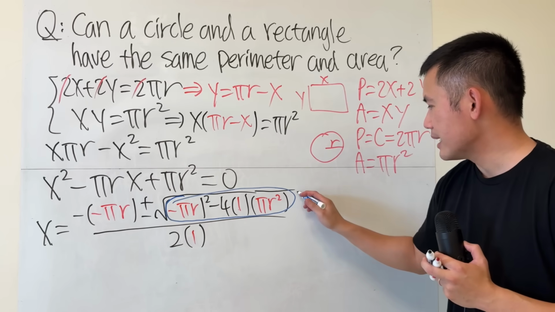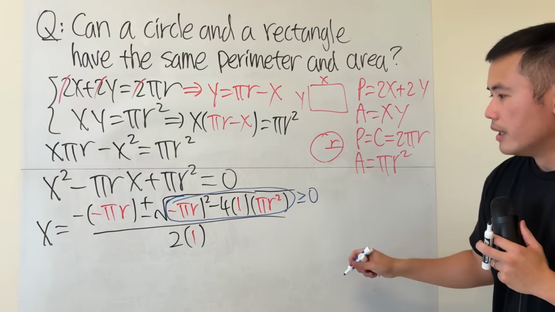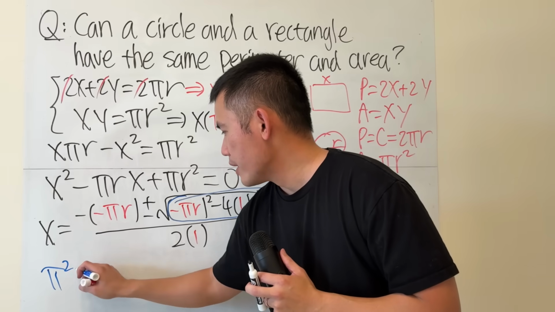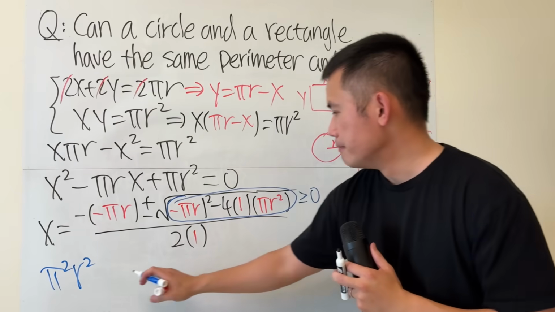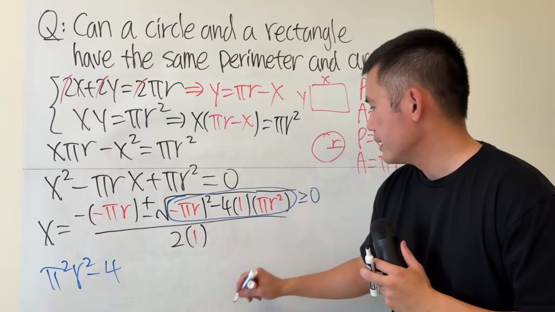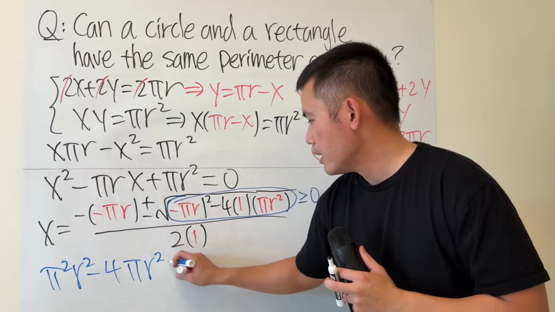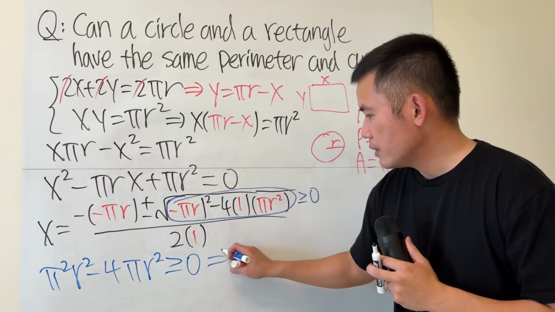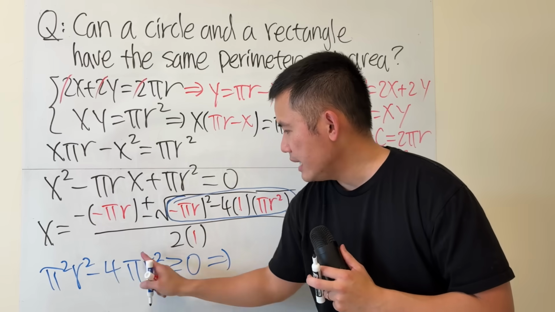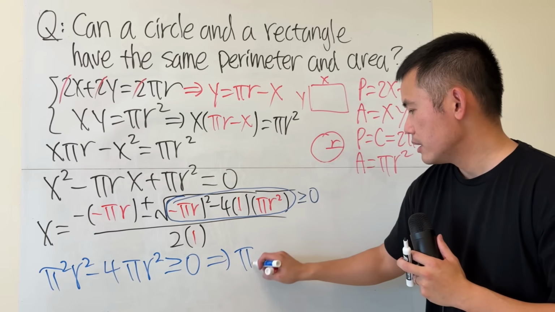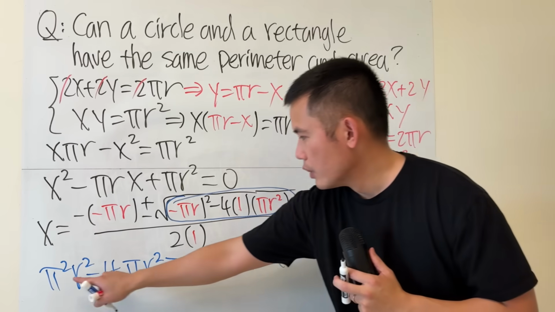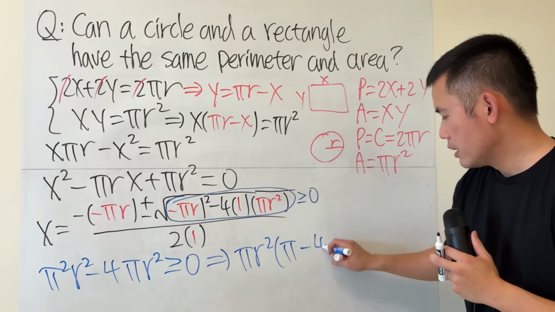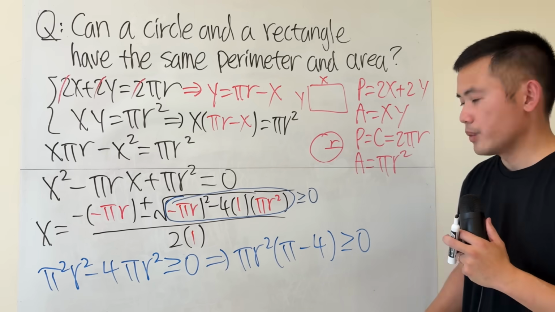We want to make sure that this is non-negative. Now let's just work this out. Here we get positive pi squared r squared, and then minus 4 pi r squared. And we want this to be non-negative. So if you factor out pi and r squared, we will end up with one more pi right here, and then minus 4, and we want this inequality to be greater than or equal to 0.